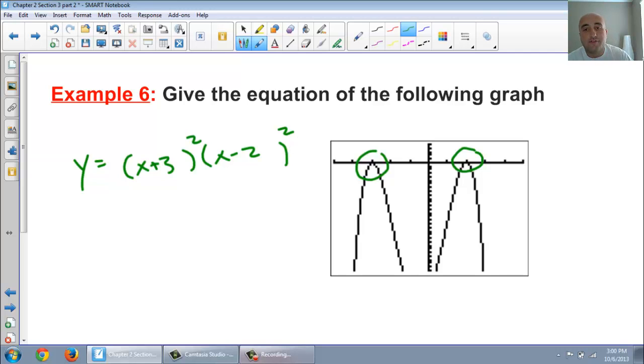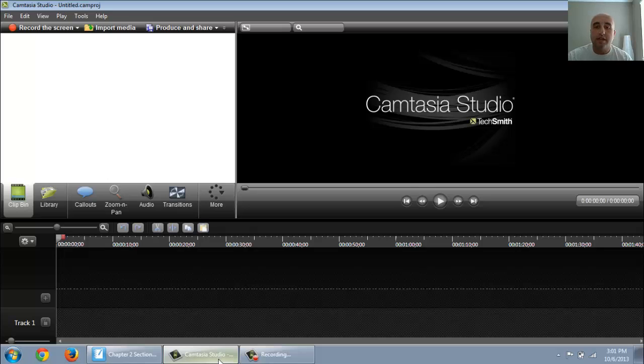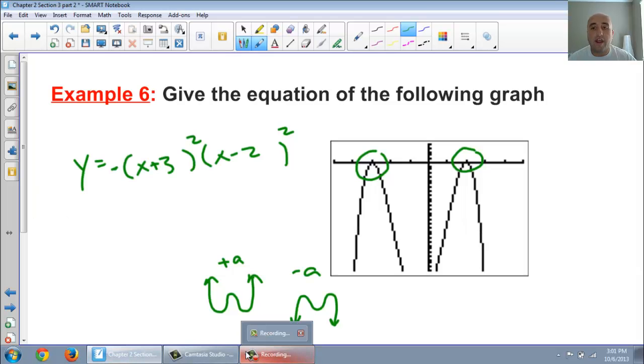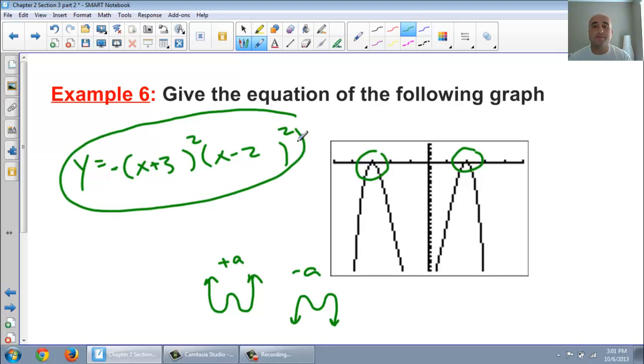Now for x to the 4th graphs, we have either a W or we have an M. This one is a positive a, this one is a negative a. So we have an M here, so we have to put a negative in the front of our graph because it is a negative graph. So here is our final equation: negative x plus 3 squared times x minus 2 squared. Now, the order of these does not matter. You could put the x minus 2 on the left and x plus 3 on the right. It does not matter for these particular examples.